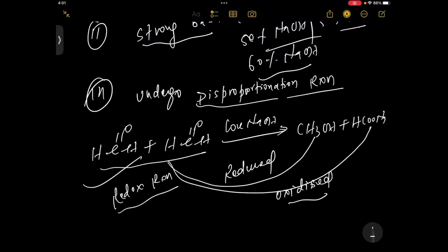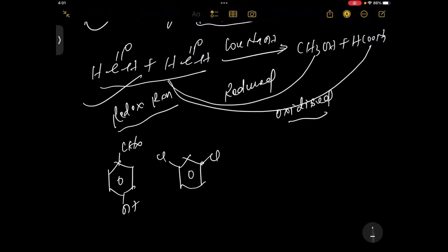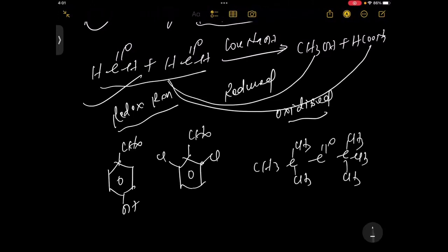Now my question to all students: can you tell me whether this compound will undergo the Cannizzaro reaction or not? Here is benzene-CHO, the second molecule is Cl-CHO, and third I write (CH3)3C-C(=O)-CH3. Such types of compounds will not be involved in the Cannizzaro reaction.